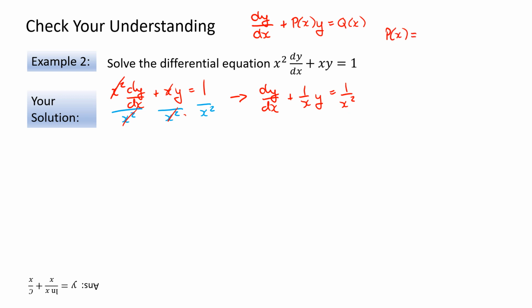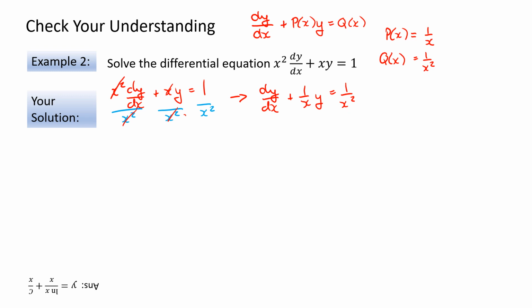Our p of x function is what's behind the y term, which is 1 over x. Our q of x term is 1 over x squared. I always like to identify those so that I know that my equation is now in the correct form. So now that it's in the correct form, I can find my integrating factor.